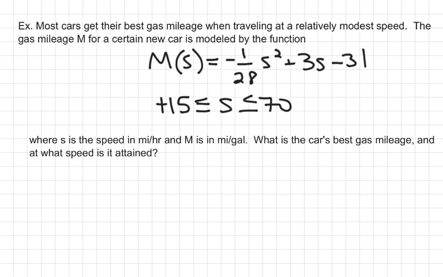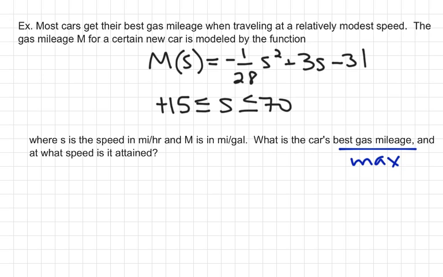where S is the speed of the car in miles per hour and M is in miles per gallon. What is the car's best gas mileage, and at what speed is it attained? Well, when they want to know the best gas mileage, they're looking for the maximum value of this function. And at what speed is it attained? That's the x-coordinate of that maximum. In other words, they want to know where's the vertex.